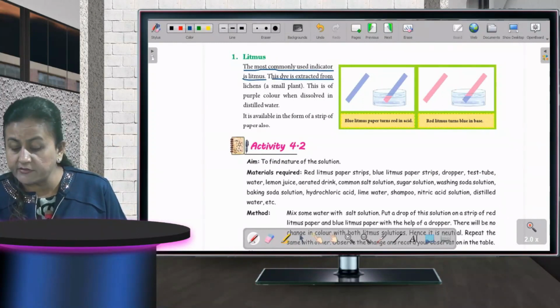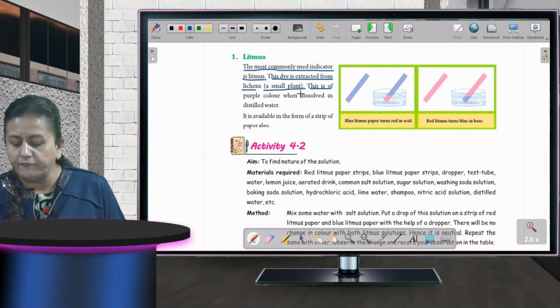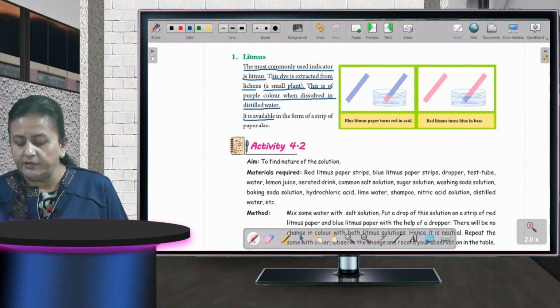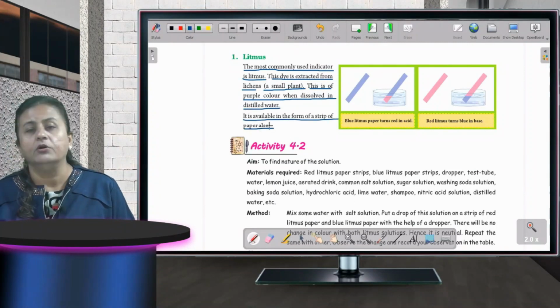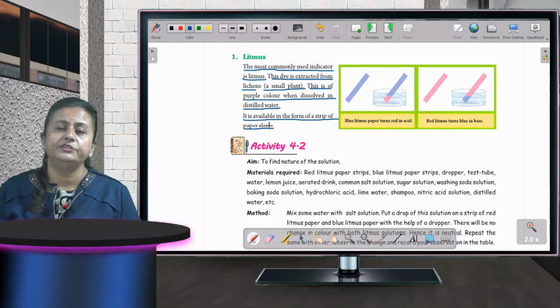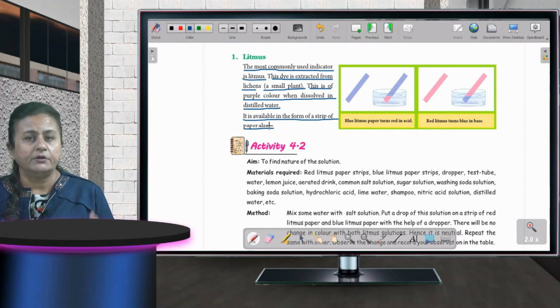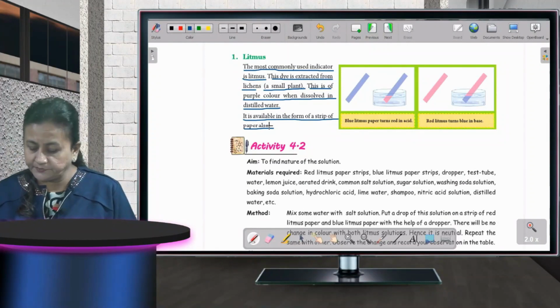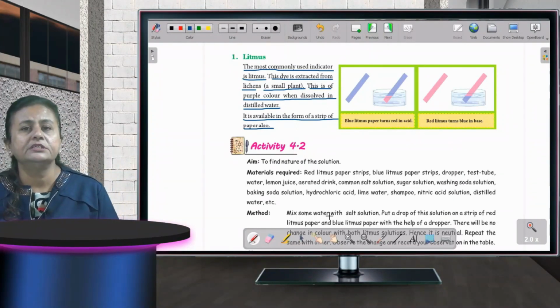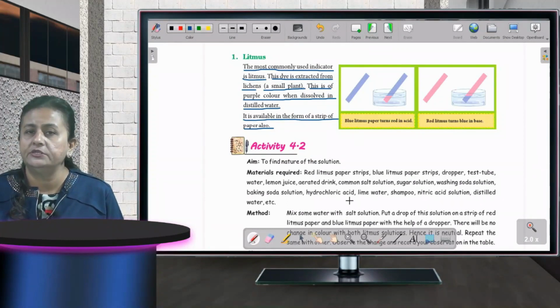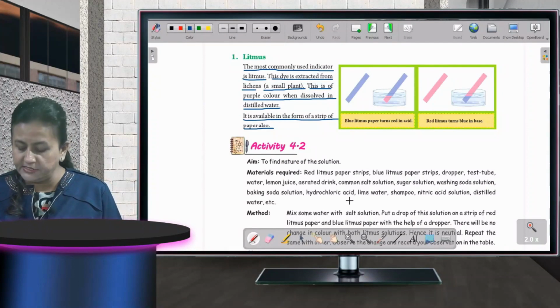This dye is extracted from lichens, a small plant. It is purple in color when dissolved in distilled water. It is available in the form of strips of paper also. It is a kind of plant, and it comes in the form of small strips. When you put this litmus paper in the solution, you come to know whether the given solution is acidic or basic in nature.